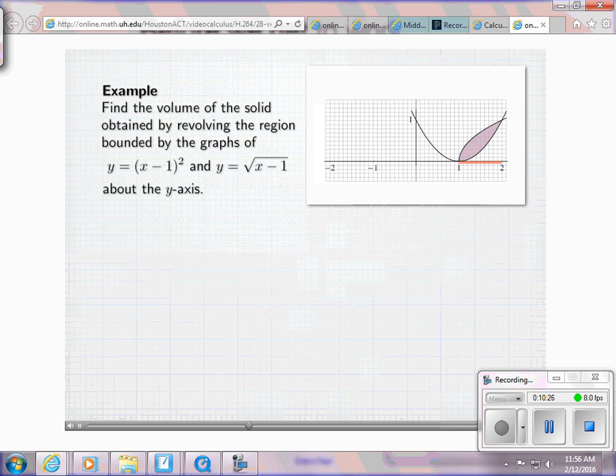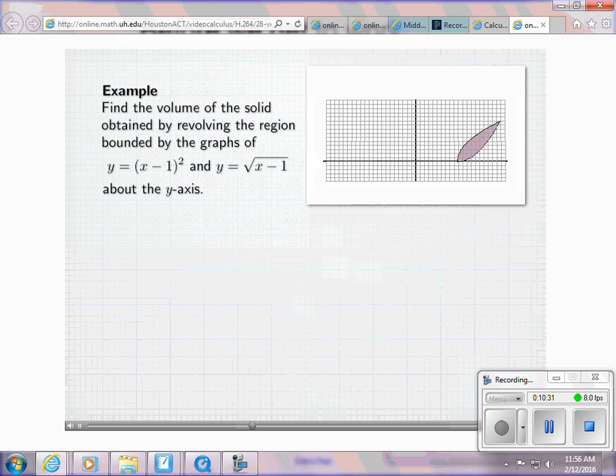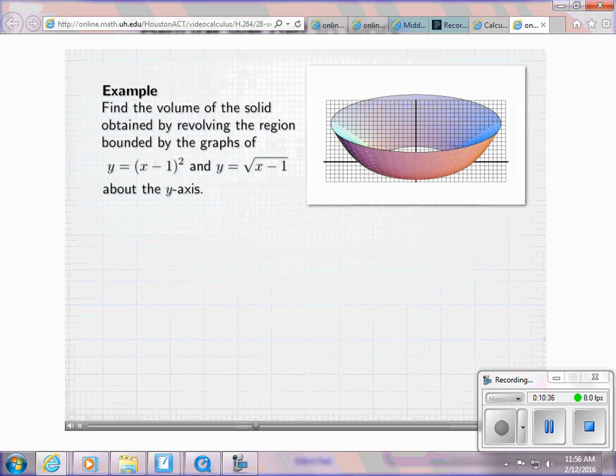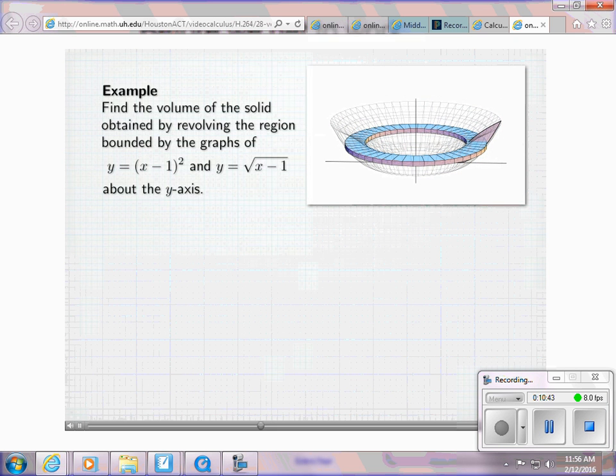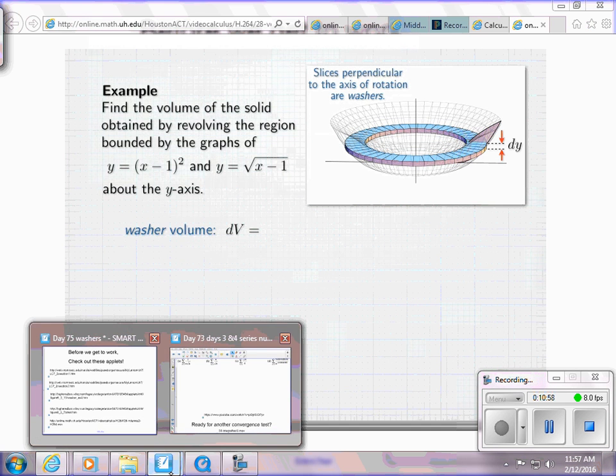Let's see what that's going to look like. So we're going to go about that axis. Look at that. Oh, cool. Now I see it. And if you take a slice perpendicular to the axis of rotation, slice it. That slice looks like a washer. Right? And the idea is that we can just add them up, in this case bottom to top, and we'll have the volume of the whole solid. So, that's a little demo.